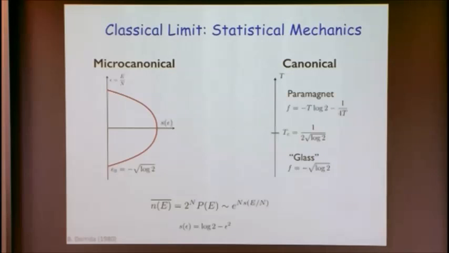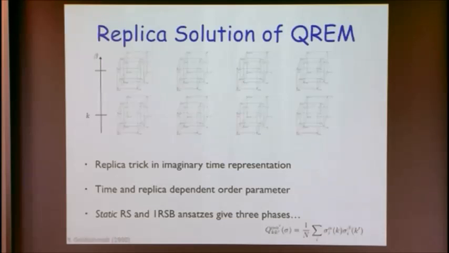The quantum random energy model, the statistical mechanics, so this is solving for what the phases of this measure look like as you vary temperature and transverse field, actually was solved. This model turns out to have an exact but not rigorous solution by what's known as the replica trick in an imaginary time representation with certain ansatzes for order parameters. Let me skip over that.